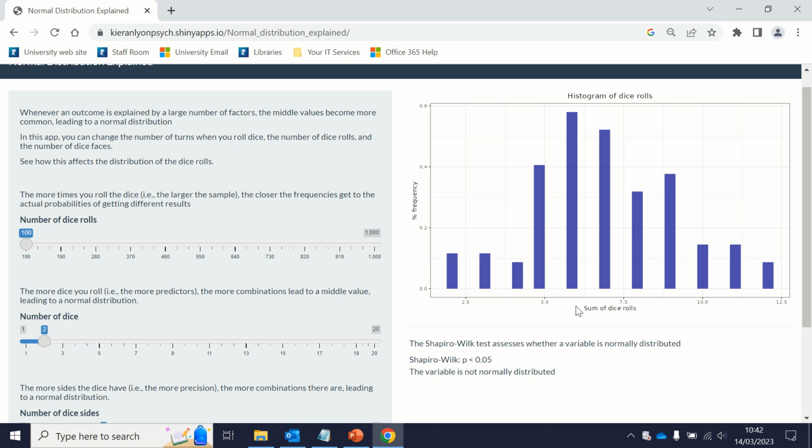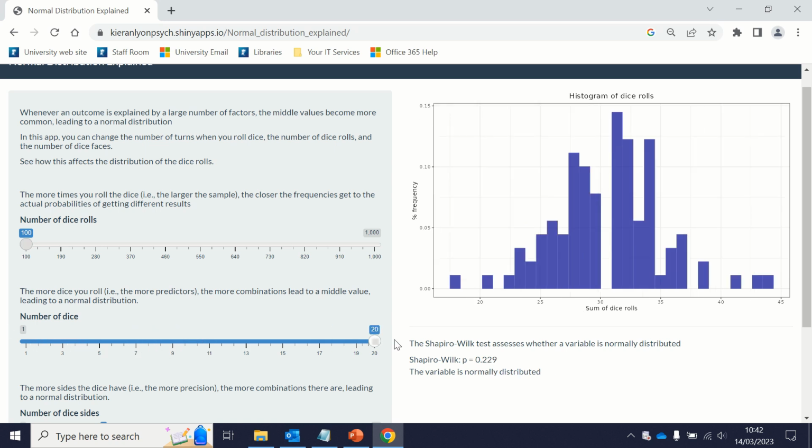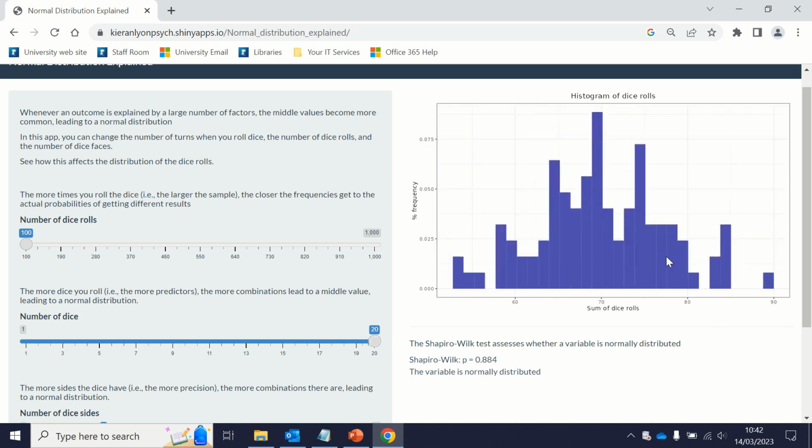And so, the more predictors we have, the more dice we have, the closer our distribution comes to looking like a normal distribution. So we could try that with 9 predictors, we could try it with 20 predictors. There you go, it's looking a bit more normal. Actually, in this case, it is a normal distribution if we look at the Shapiro-Wilk test.